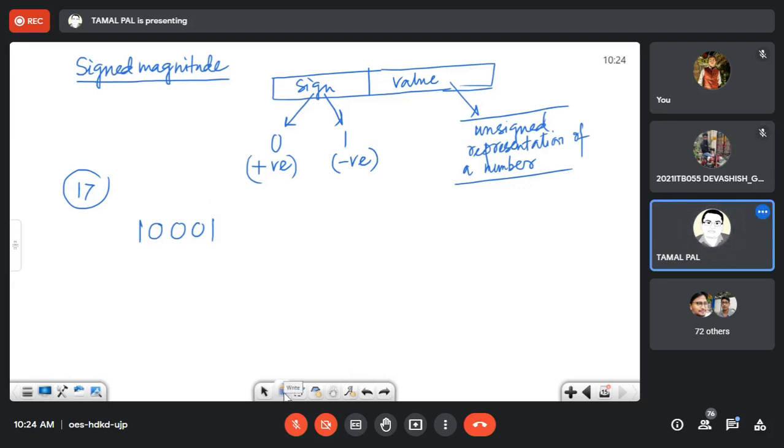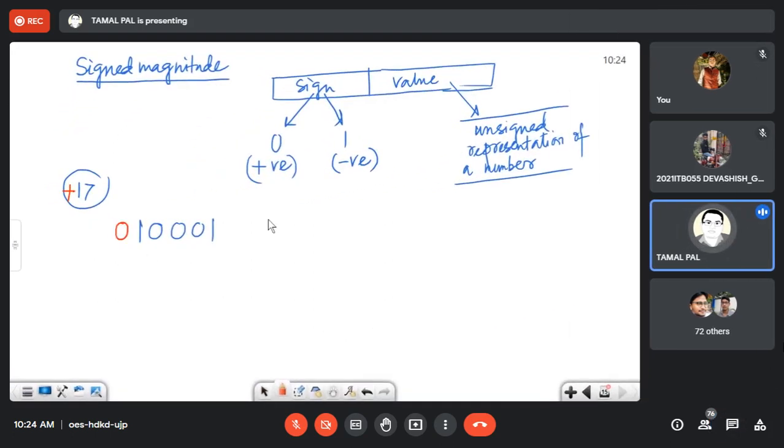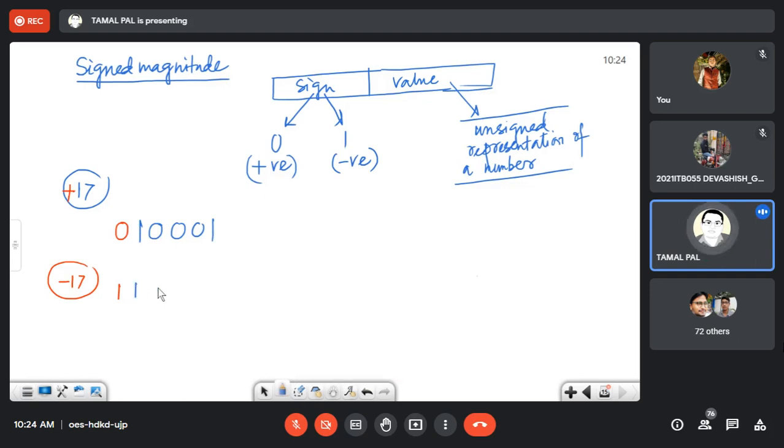Now, since it is a positive number, it is plus 17, so we'll add 0 before it to make it sign magnitude. And what happens if it is minus 17? Then we'll add 1 instead of 0 and the value remains the same. 1 1 0 0 0 1.